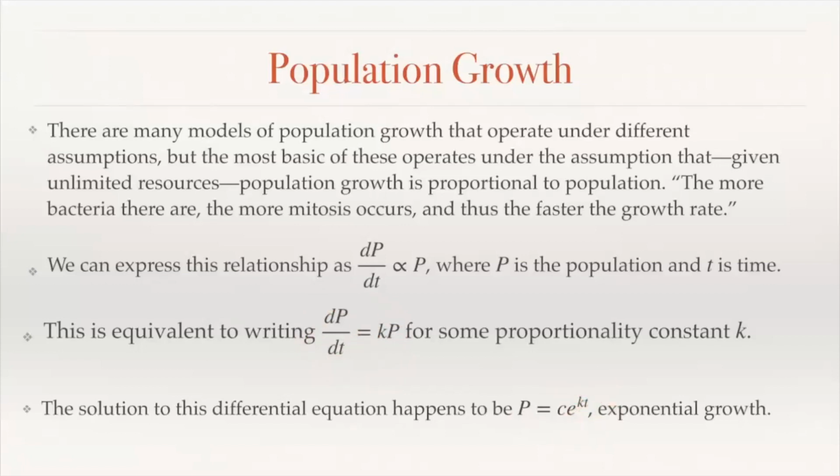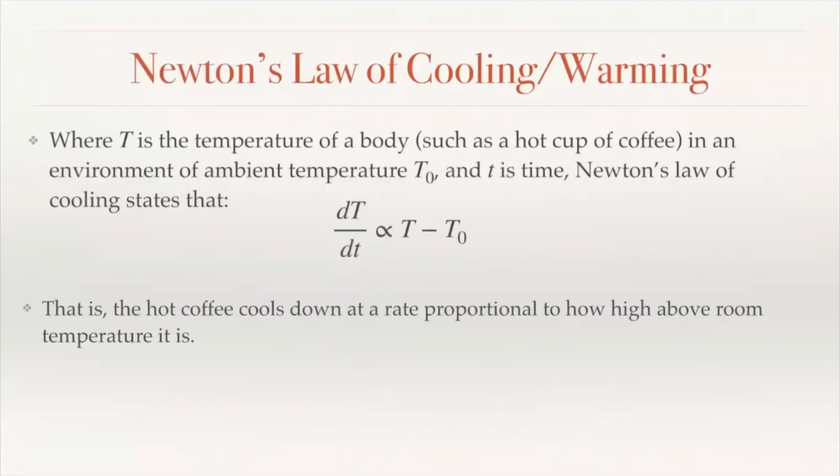Here's another example, where T is the temperature of a body, such as a hot cup of coffee, in an environment where the ambient temperature is T naught. Newton's law of cooling states that the rate of change in the temperature of, say, the coffee cup is proportional to the difference between the temperature of the coffee cup and the ambient room temperature. And that makes sense. The hotter the coffee is, the faster it's cooling down, because there's a greater heat difference between the coffee and the room temperature, so heat can escape more quickly.